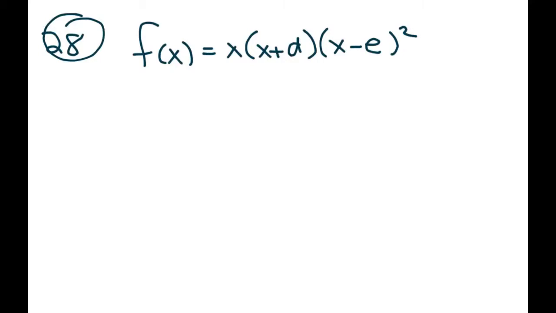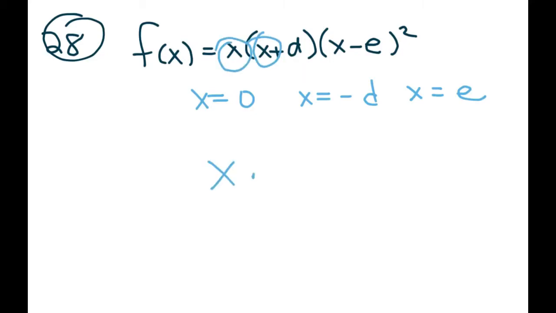Let's do something similar to the last problem. In number 28, we want to determine the zeros of f of x is equal to x, x plus d, x minus e squared. And then we want to determine what the degree is. Well, the zeros are x equals 0, x is negative d, and x is e. Remember, you're going to find out the degree by multiplying x times x squared. That gives us 4 x's, which means it's a 4th degree polynomial.